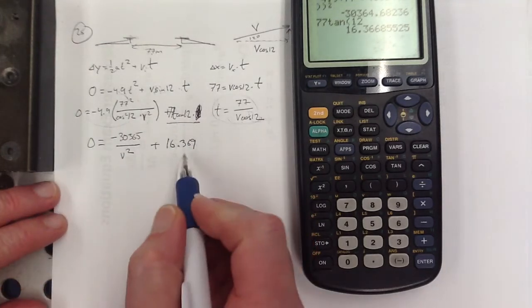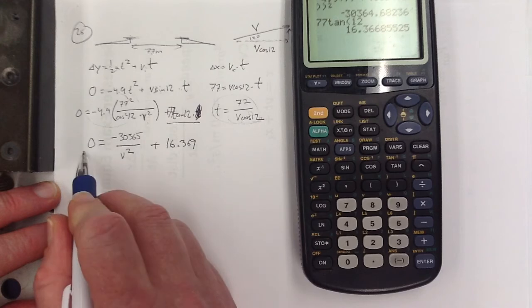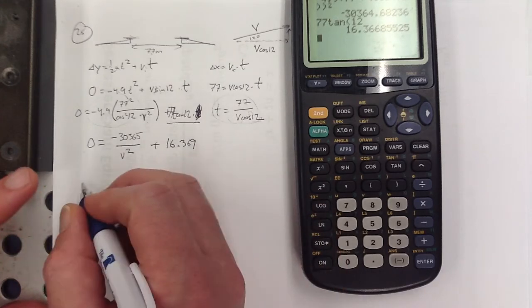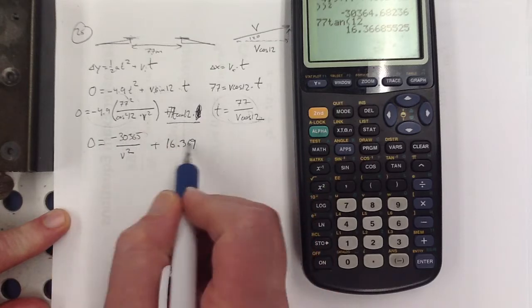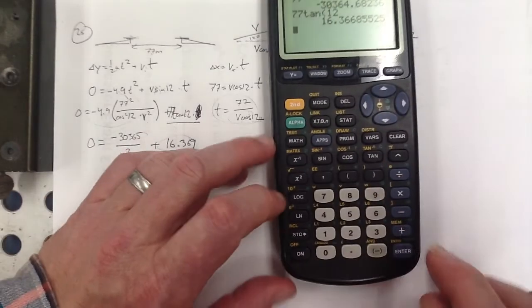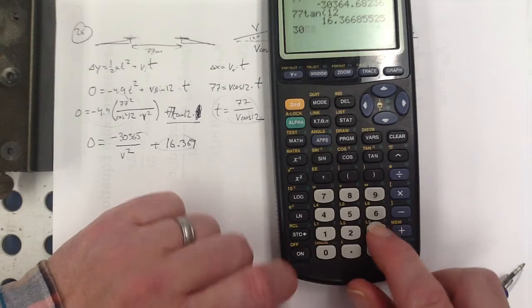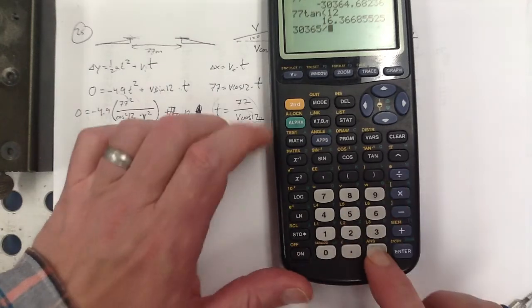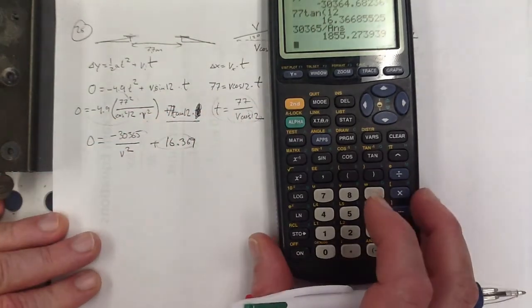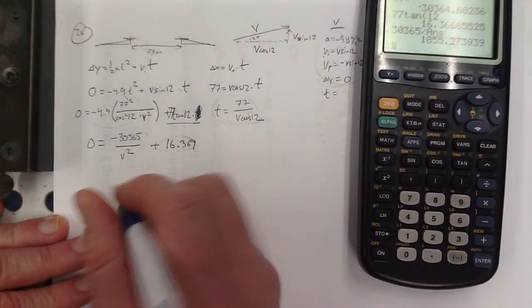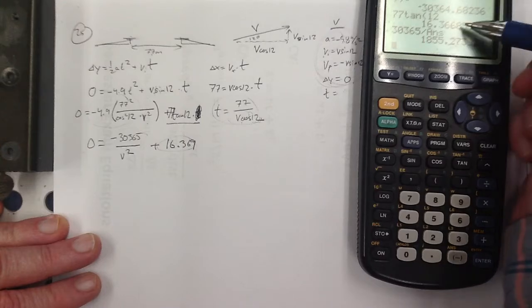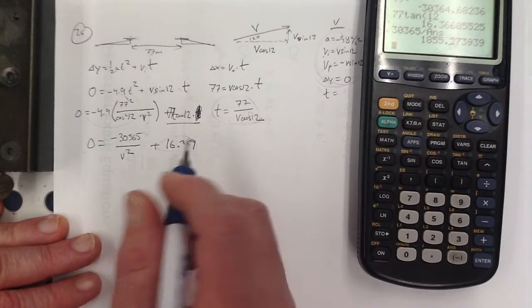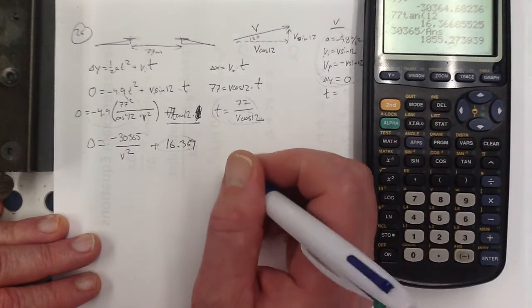Okay, algebra. I'm going to move this to the other side and then cross multiply. So my final answer, you can write out that step if you want, is going to be this divided by that. Now that's 30,365 divided by that thing, and that is not the right answer. Wonder what we did wrong. Wonder what I did wrong.